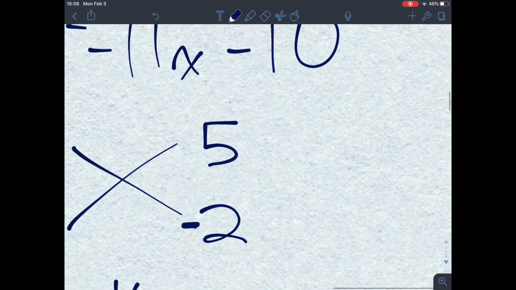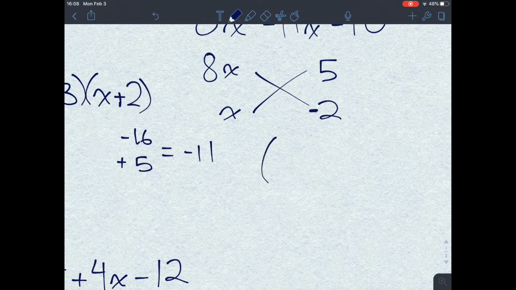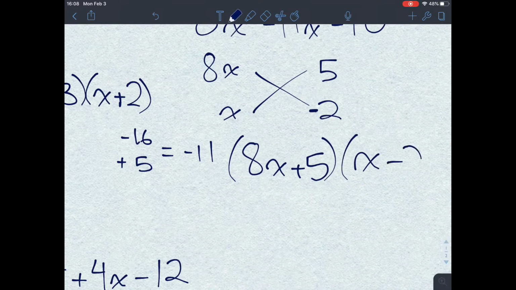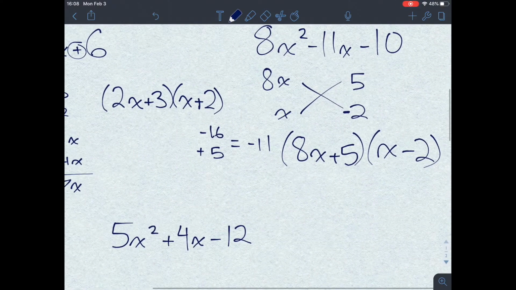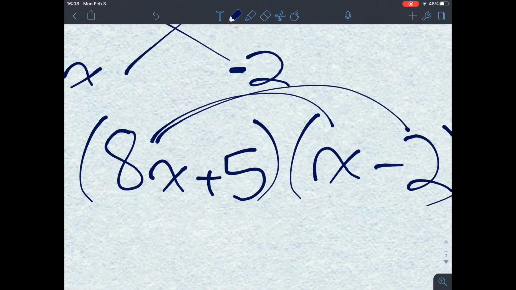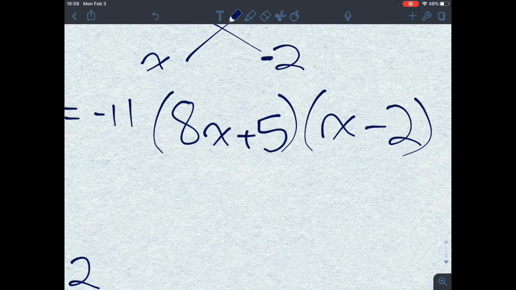And writing the answer for this, let me move this aside, it would be 8x plus 5 times x minus 2. And if you are unsure about the answer, what you can always do is FOIL it, which is basically multiplying it like this. FOIL stands for first, outer, inner, last.